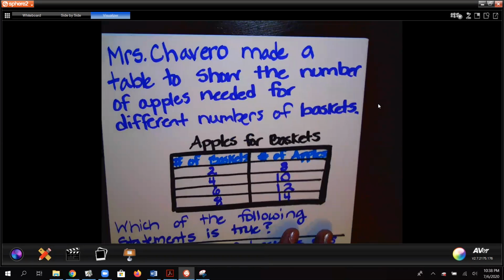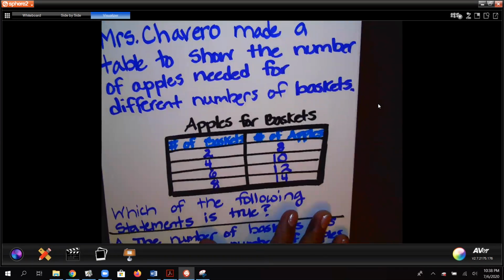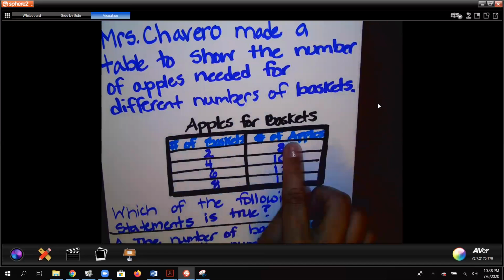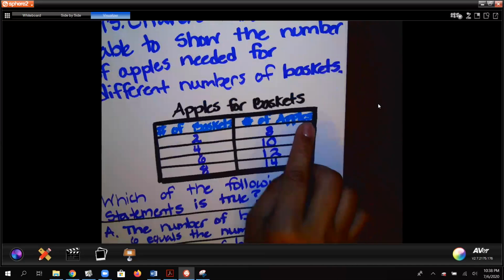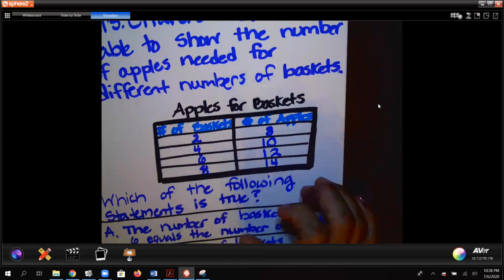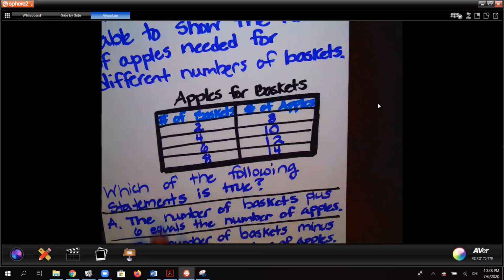It says, Ms. Chavero made a table to show the number of apples needed for different numbers of baskets. So a table always has a title. So this is called apples for baskets, the number of baskets, and then the number of apples. So here are the number of baskets, and here are the number of apples that go in those baskets. And the question says, which of the following statements is true? So we're going to have to read each statement and see which one is correct.